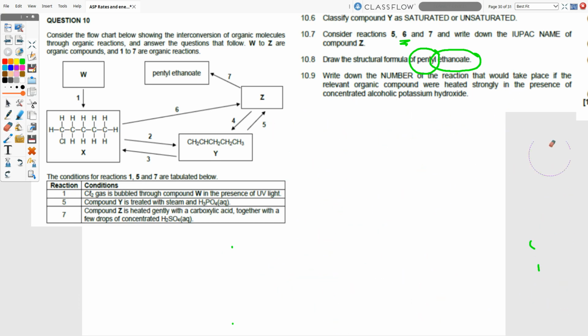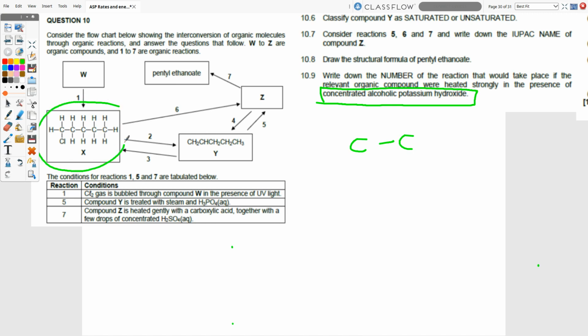Then they say, write down the number of the reaction that would take place if an organic compound were heated strongly in the presence of concentrated alcoholic potassium hydroxide. Now, this is the one condition that you need to know. If you see potassium hydroxide, sodium hydroxide, any of those, then you must know that we're going to start with a haloalkane. So you're going to have your haloalkane, and the only one that we had here was X.